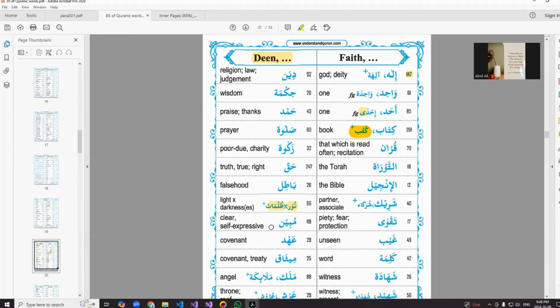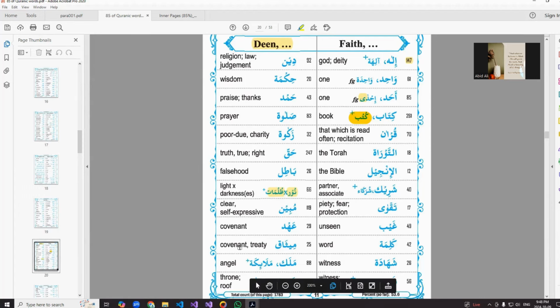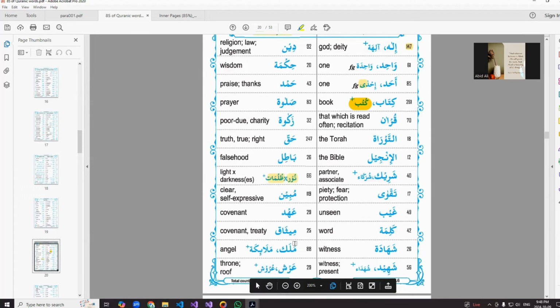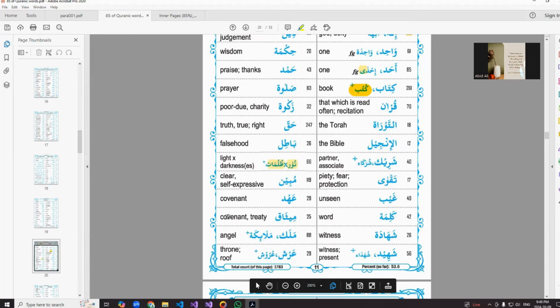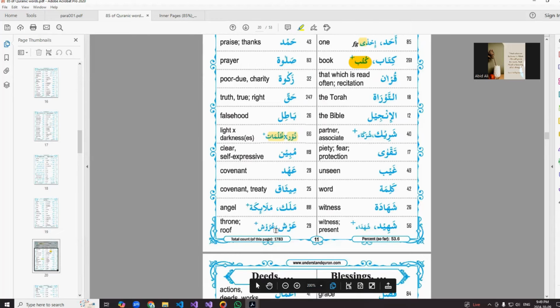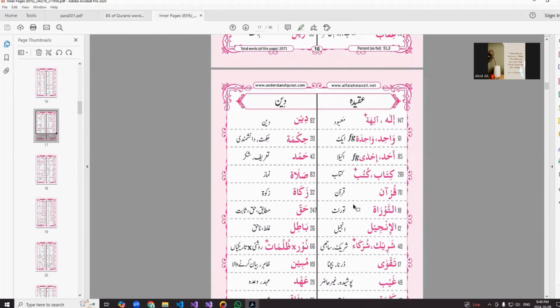Nothing is hidden about it. Ahad is covenant or ahad. हम जिसे उर्दू में ahad भी कहते हैं, right? Misak is also called covenant, a treaty where you have a contract with somebody. Malak is angel and malaika is the plural of angels. Arsh and urush is throne, the roof. Okay. So उर्दू में हम देख लेते हैं इसको.